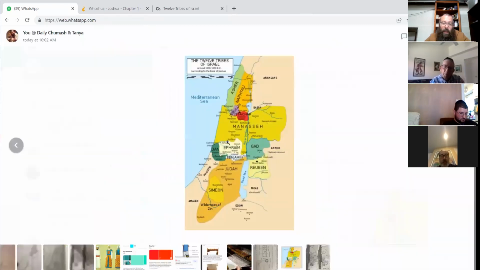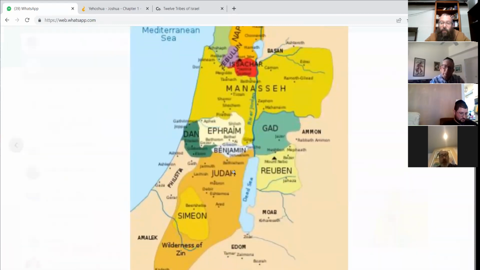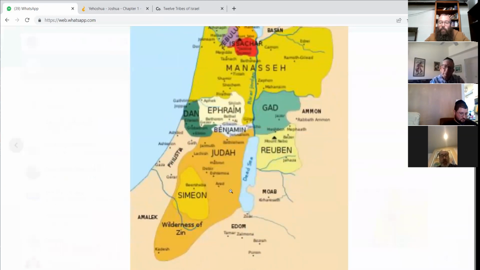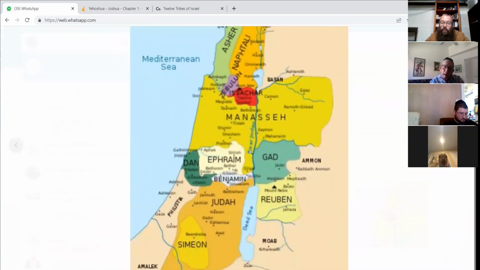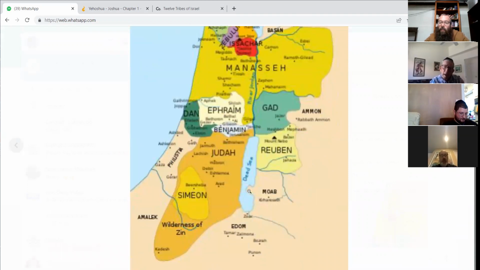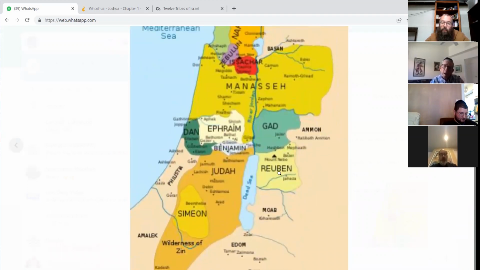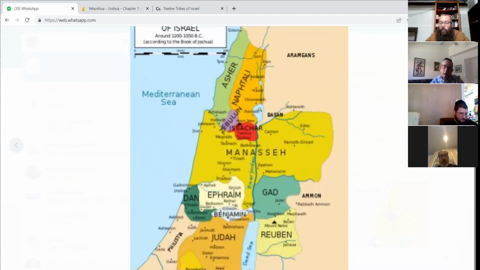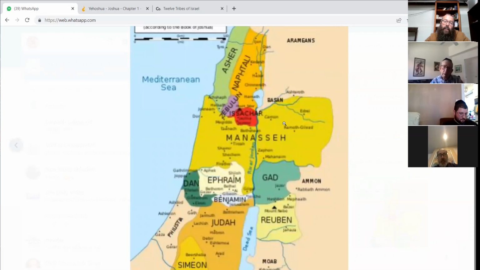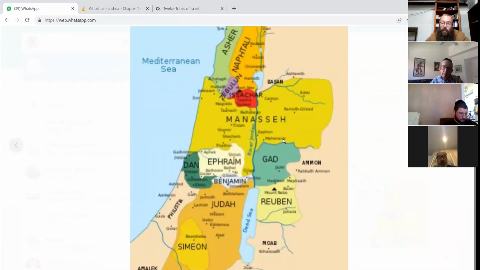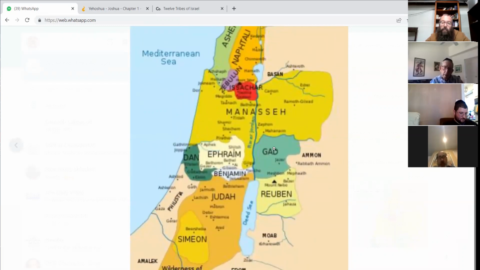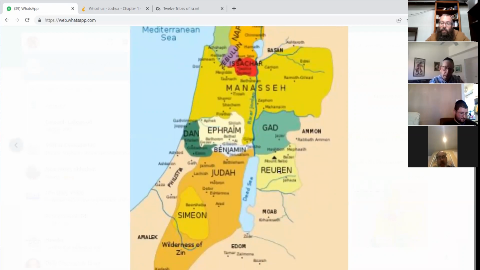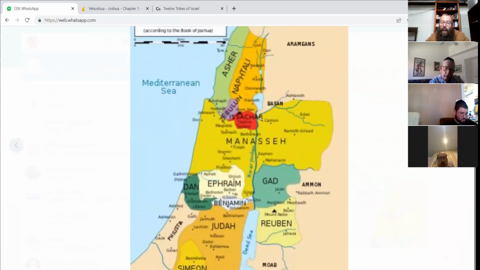So here's a nice colored picture of how the 12 tribes are divided throughout the land of Israel. One thing we're going to start with is the eastern territory, the other side of the Jordan River. The Dead Sea is down here, and the Jordan River, Kinneret. On the eastern side of the Jordan is the tribe of Gad, and the tribe of Reuven, and then half of Manasseh.